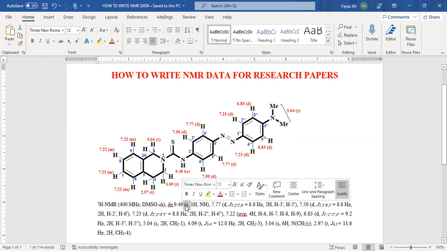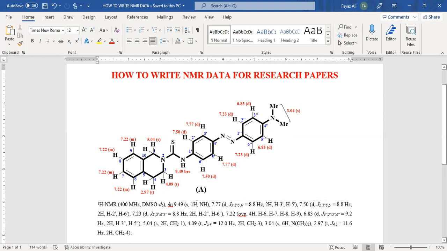Write singlet, comma, how many protons are there? One. And which proton is this? This proton is the alpha NH, so you have to write like this. Now you have finished, now comma, then write the other protons which are at 7.7.